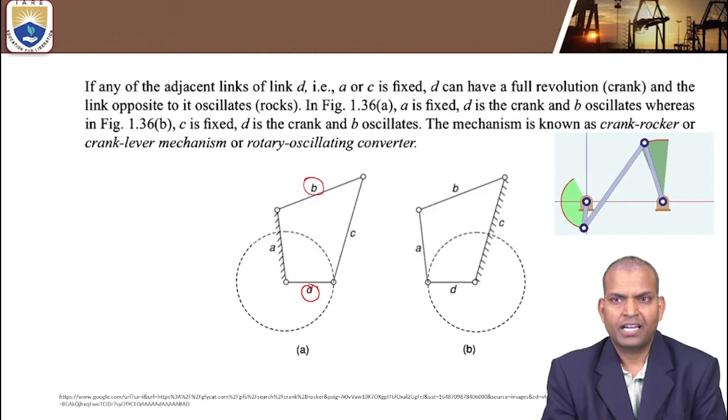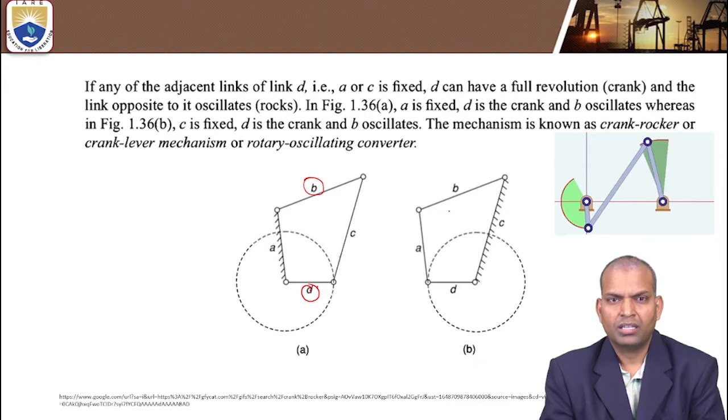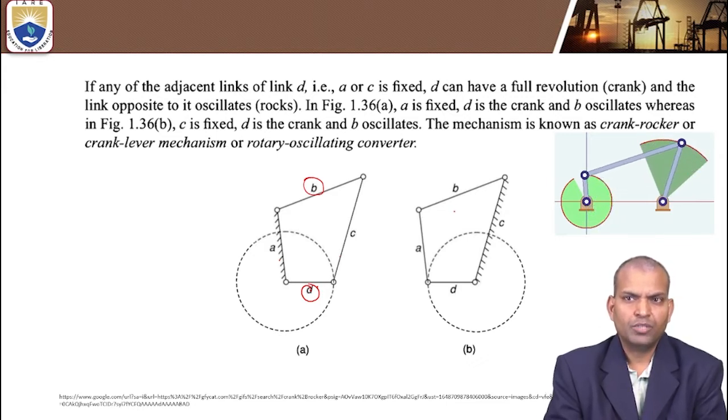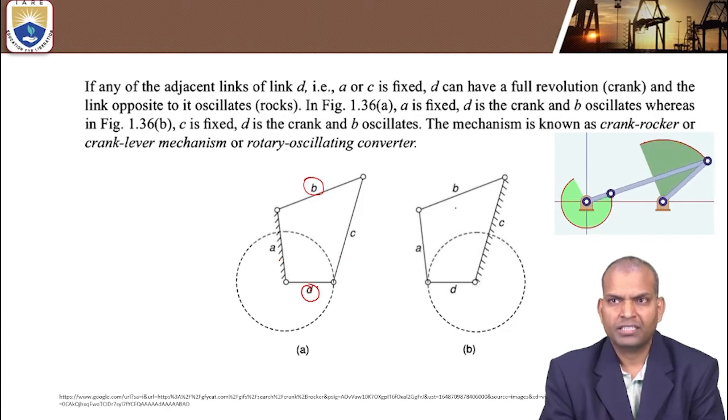Okay, link D acts as a crank. It makes a complete revolution. And what does B do? When D is completely rotating, B can't be rotated. Why? Because beside B, C is fixed, and it is the longest link. So what does B do? B does only oscillating.